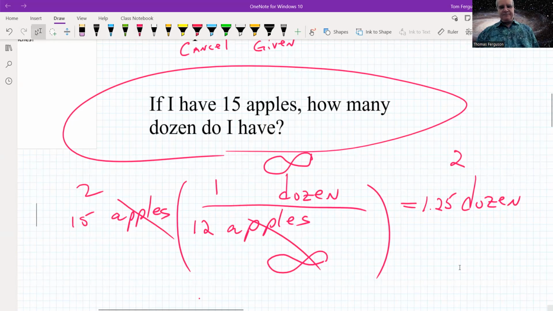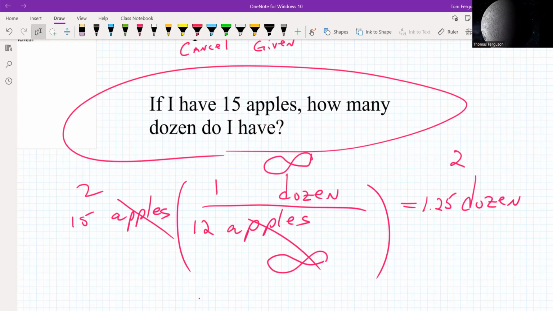Okay, so 1.25 dozen, is that the correct answer? Don't everyone answer at once, it's confusing. Oh, yeah. Right, remember from yesterday, we have to knock it down to 2 sig figs. Okay, so what should the answer be?